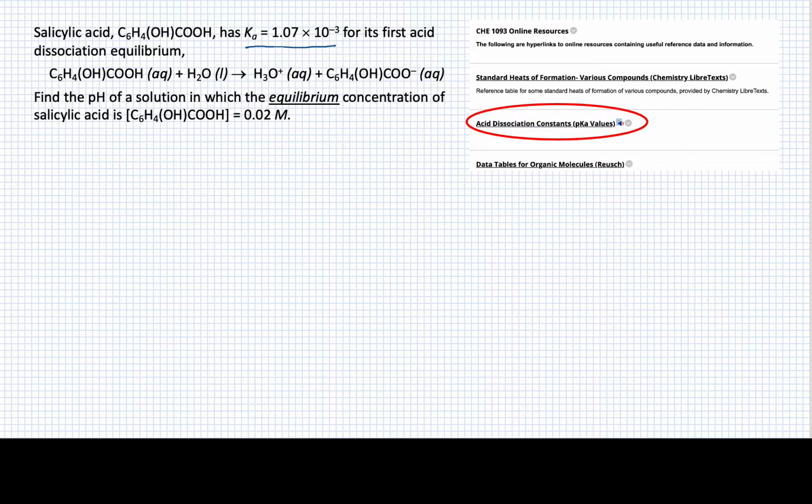Now I want to mention that in general, if you need to find acid Ka values, there's a table given. This is under the Chemistry Resources tab on the left margin of the course site. When you scroll down, you can see this is directly under the standard heats of formation that was used in another one of our practice problems. You can find a table that gives the constants, these pKa values.